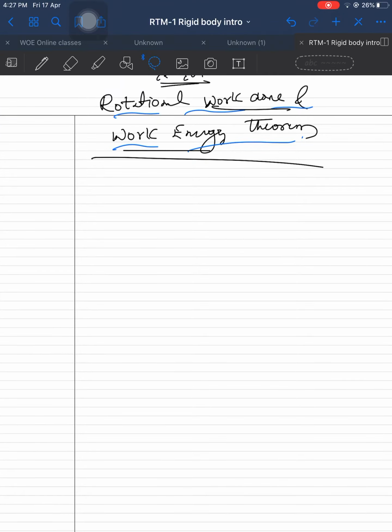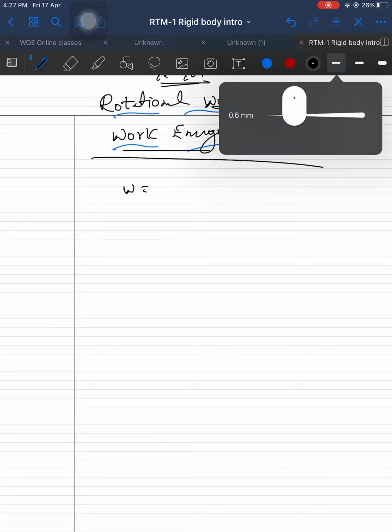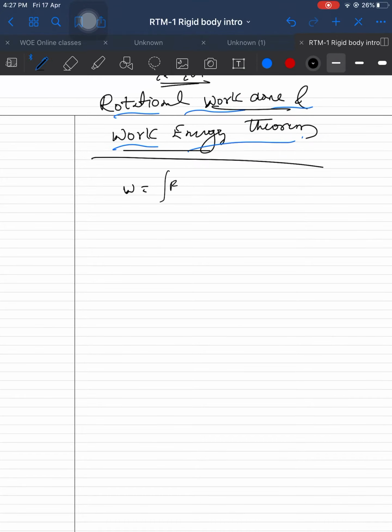Hi students, in this class we are going to see rotational work done and the work energy theorem. Work is generally defined in translatory motion by the formula work is equal to integral F ds. When it comes to rotational motion, force becomes torque and ds becomes d theta. Translatory becomes rotational. This is the work done in translatory motion.